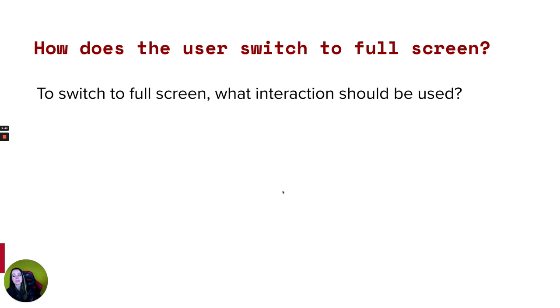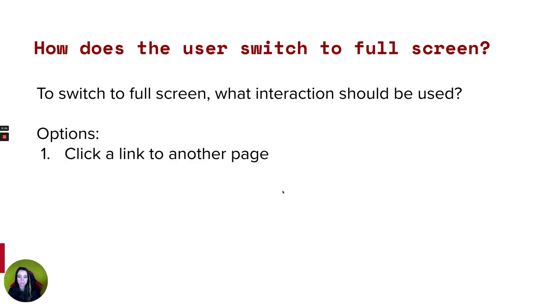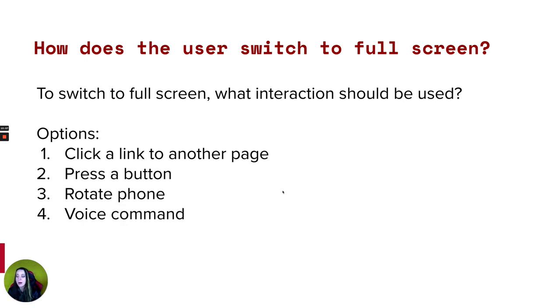So to fit, maybe we think about this, we want to allow the user to switch to full screen. Well, what interaction should be used? And there's a few options. Again, maybe they click on a link that says view full screen and it goes to another page, or it opens another app, or it opens in the browser. Maybe they press a button and that turns the video. Maybe they rotate their phone and that turns the video. Maybe there's a voice command. Maybe you say rotate video, and the app hears that and rotates the video. And again, many other options for how this could work.